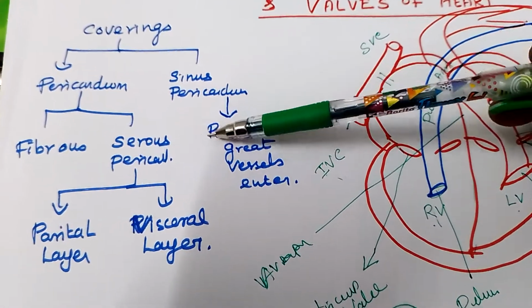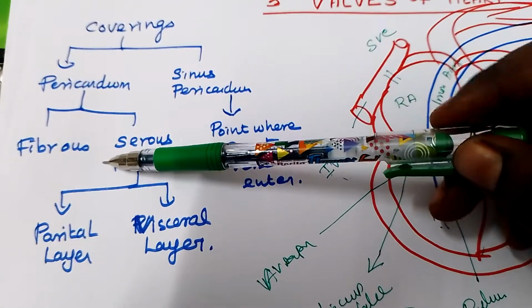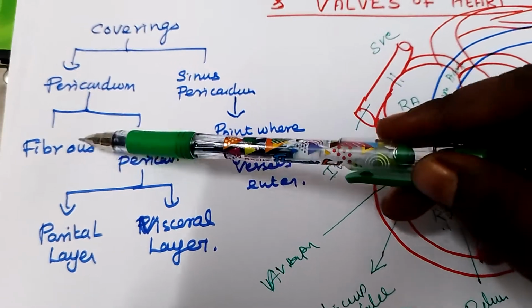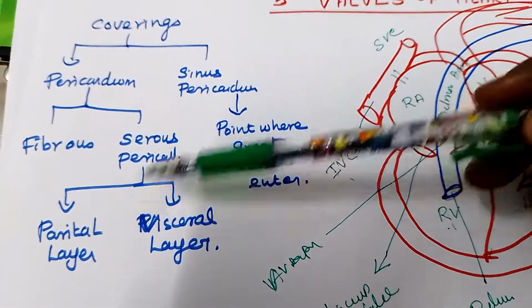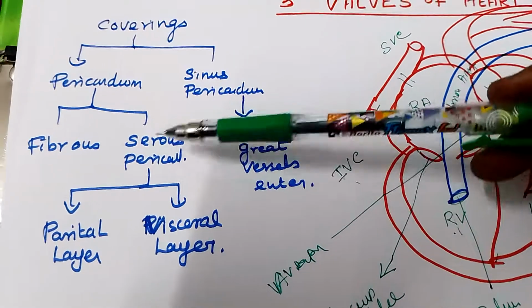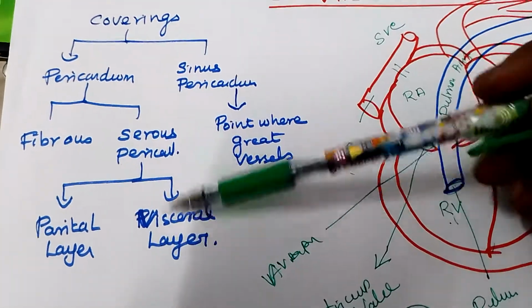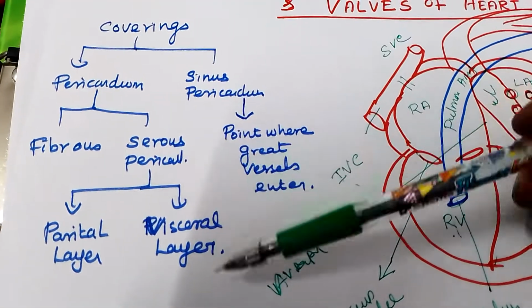Again, the fibrous pericardium is made up of fibrous tissue, isn't it? It's mostly the apical part. It's like a cone shaped structure. Serous pericardium has 2 layers, the parietal layer and the visceral layer. If you know all these layers, then with this you can mark and write the epicardium, myocardium, endocardium, isn't it?